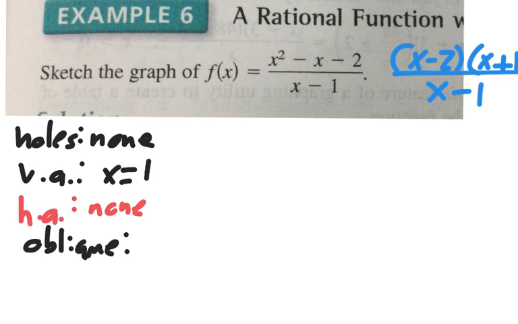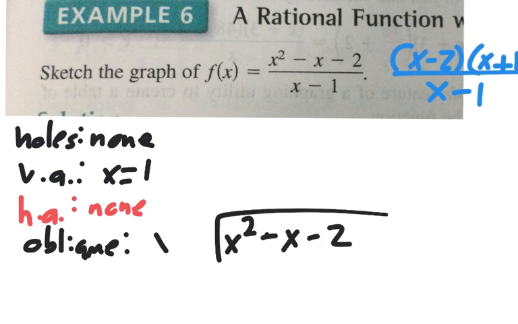Okay, so we're going to take our original equation here. What is this? It's a rational function that tells me to divide. So divide. That's what we're going to do. So I've got inside my box, what's in the numerator? x squared minus x minus 2, and that's divided by x minus 1.